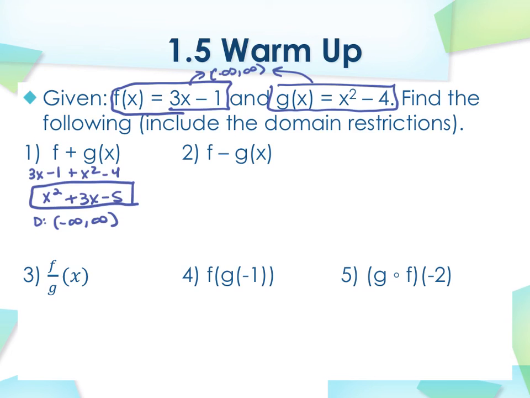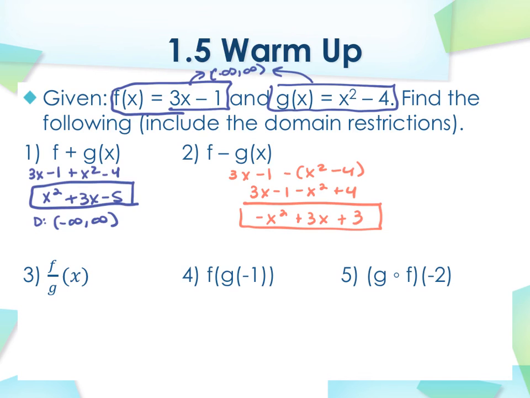Number 2 is minus. So 3x minus 1 minus x squared minus 4. That minus goes to both terms. And I get negative x squared plus 3x plus 3. There's the difference of those two. And then again, there was no domain restriction at the top. There's none brought down, so my domain is again negative infinity to positive infinity.